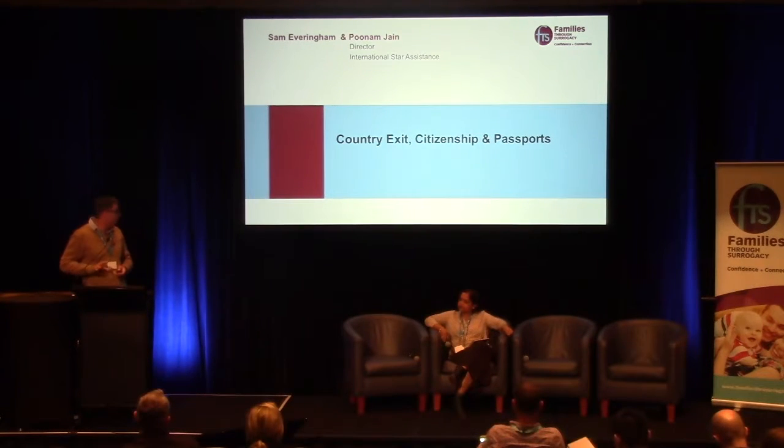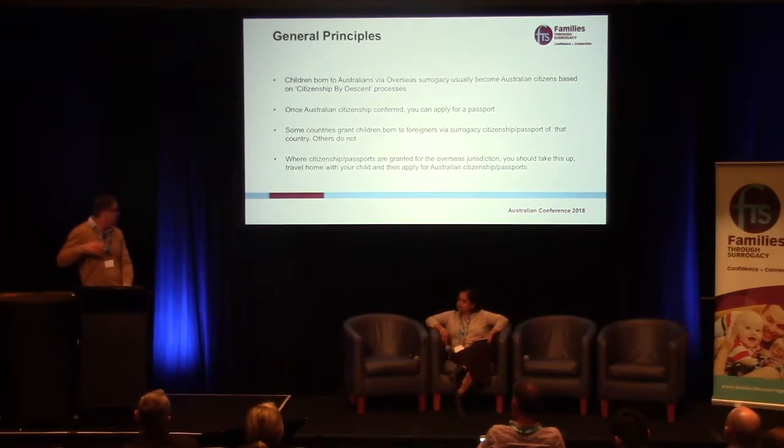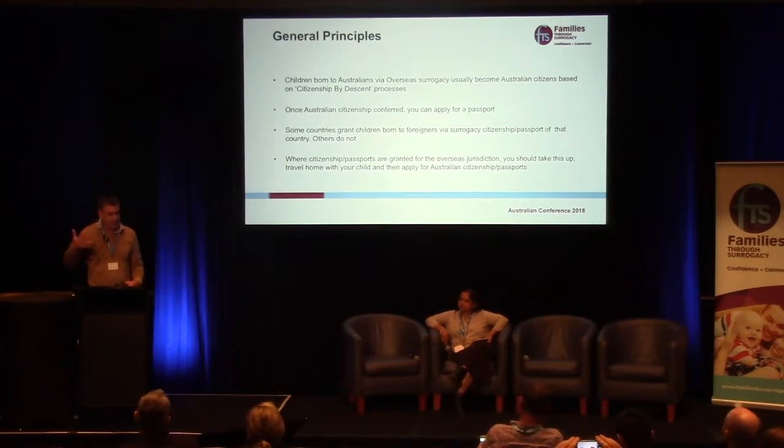So, general principles I want to talk to you about, because this is a complicated area, and Family Surrogacy does consulting in this area for couples to make it easier and cheaper for you. If your kids are born overseas, they usually become citizens based on something called citizenship by descent, so a DNA connection to you. Once that citizenship is conferred, you can apply for a passport. Although some countries like the US and Canada will grant those kids citizenship and a passport automatically. And you'll travel home on that passport and then do all the Australian stuff when you get back home.